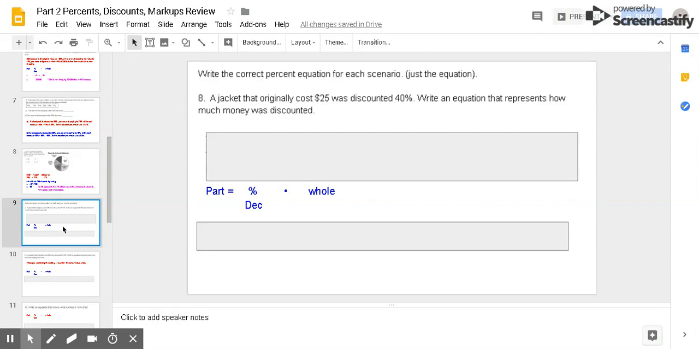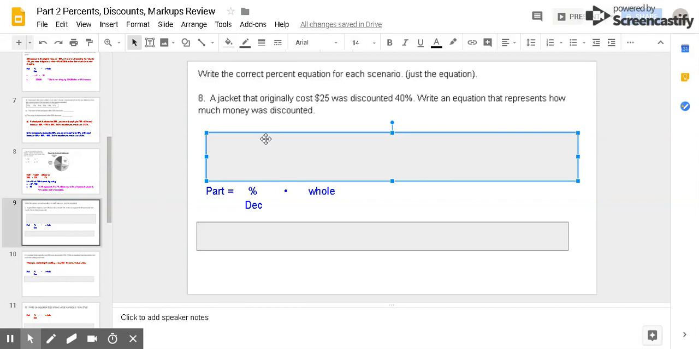Alright, so number 8, a jacket that originally cost $25 was discounted 40%. Write an equation that represents how much money was discounted. Your job is to just write the equation for each scenario, okay? It is not to write the answer, so you do not have to write the answer. But you do need the percent equation. If you don't have the percent equation written down, you did not answer the question correctly.